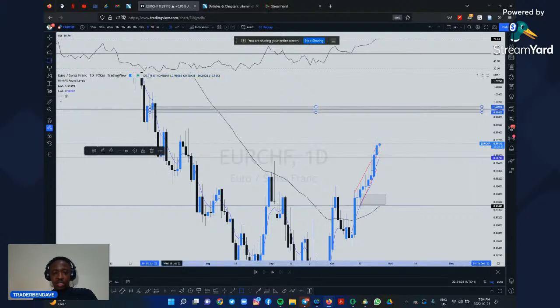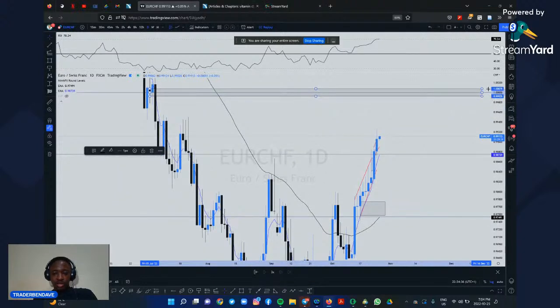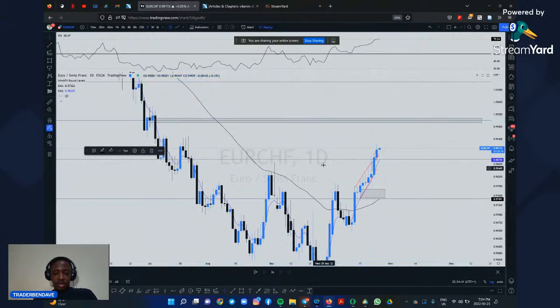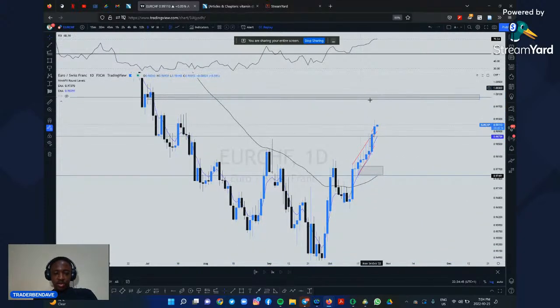So this is one of the levels, and this is a very major psychological level, 1.0000, and this is where the euro and the Swiss franc would be at parity. So it makes a lot of sense for price to push into this zone here. So currently we've broken this major psychological level here. It makes a lot of sense for price to continue pushing here. So tomorrow I'll be looking out for potential levels that price could drop into. If we get any potential levels that price drops into, I'll still be looking to go long until we get to that parity level here.